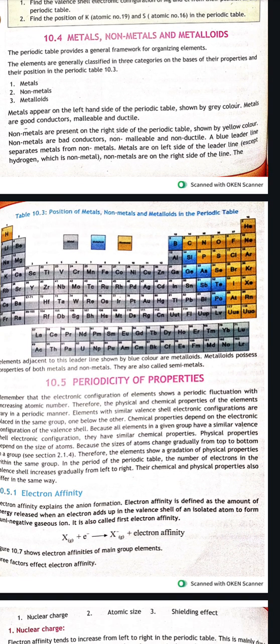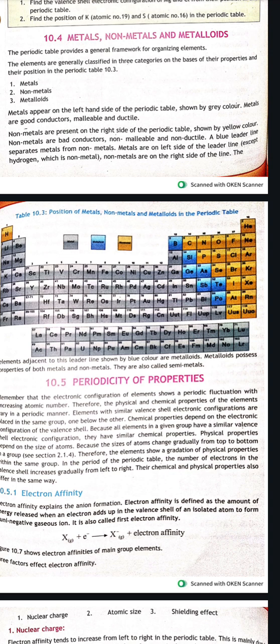Now we have another topic, that is metals, non-metals and metalloids. The periodic table is generally divided into 3 categories: metals, non-metals and metalloids. Metals appear on the left hand side, shown by the grey color. Metals are good conductors, malleable and ductile. Non-metals are present on the right side and shown by the yellow color. They are bad conductors, non-malleable, non-ductile.